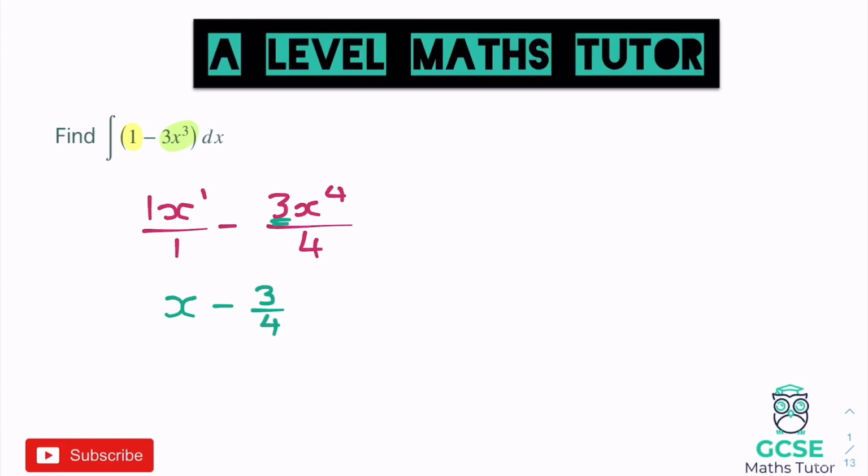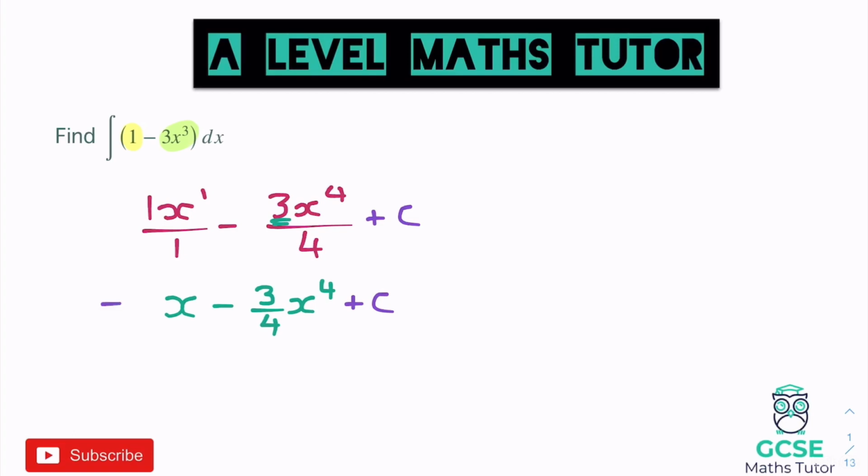We don't have to write that as a decimal or anything. 3/4 x to the power of 4. And hopefully you've already spotted there's one thing that we need to add into this, and that is that plus c. Really we should have added the plus c into our working out just there, so not forgetting to add that plus c in. And there we go, that's our final answer.